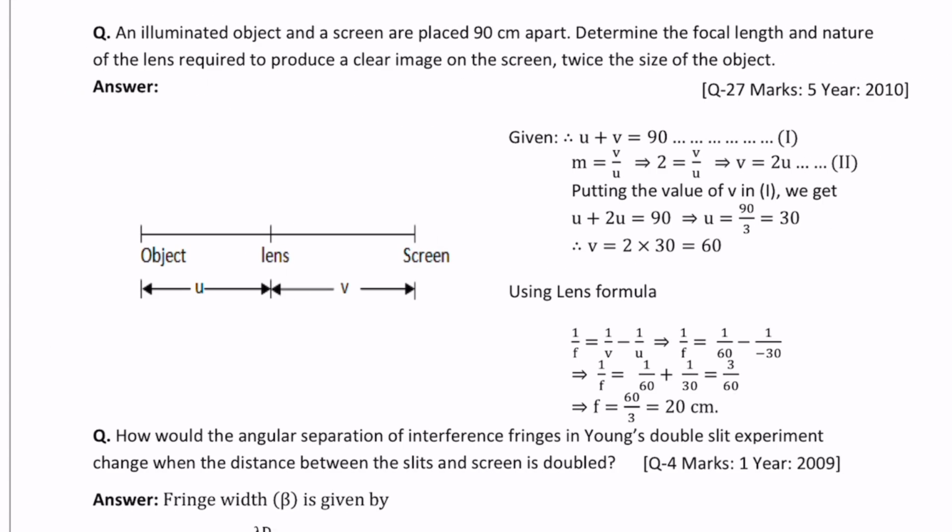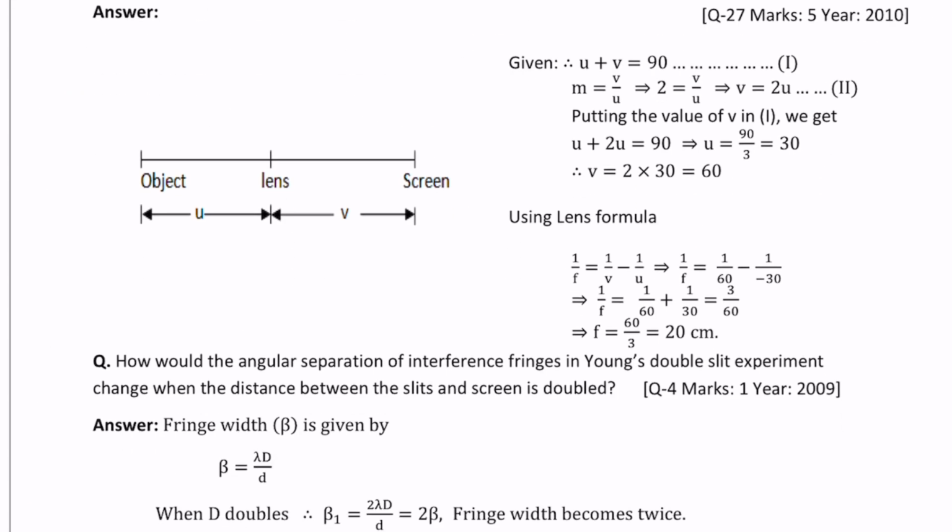Okay. So an illuminated object and a screen are placed 90 cm apart. Determine the focal length and nature of lens required to produce a clear image on the screen twice the size of the object. Okay. So, easy question.